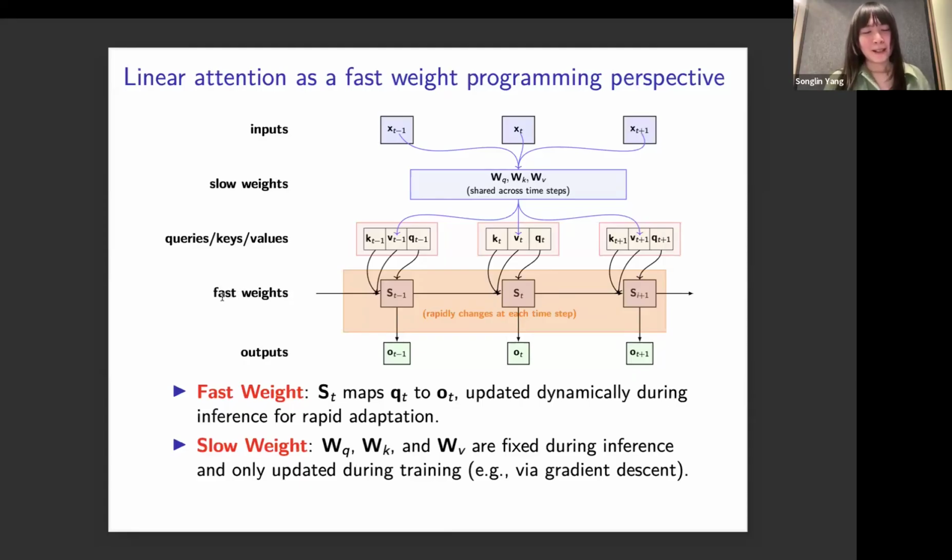And as explained before, the recurrent hidden state of the linear attention could be imagined as a fast weight matrix. Now the input is the query, and the output is O_t. And this fast weight is used to map the input q_t to the output o_t.